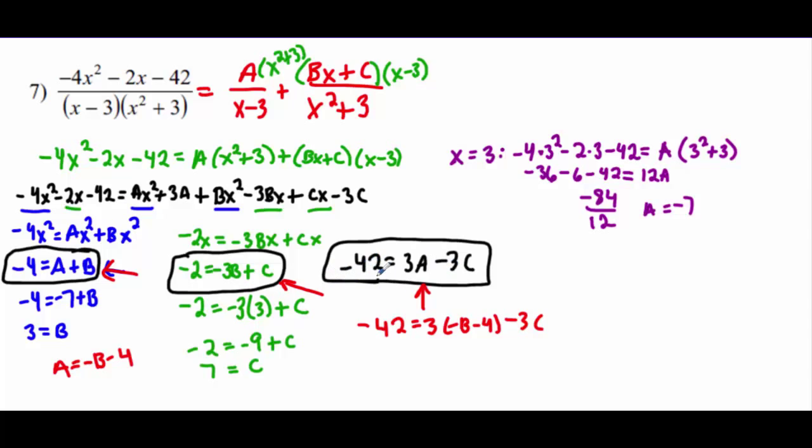So it's a lot easier, I think, if you go ahead and find one of your letters the other way and then use the other method. So a was negative 7, so negative 7 over x minus 3. b is 3 and c is 7, so 3x plus 7 over x squared plus 3. That is our answer.